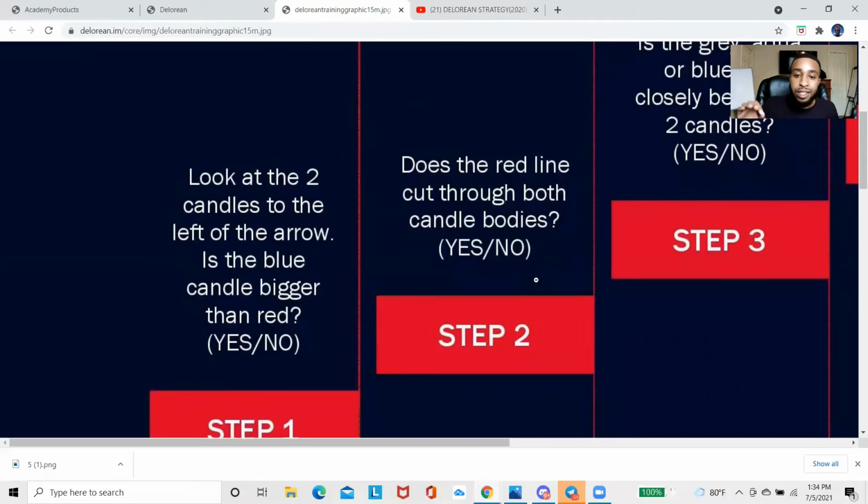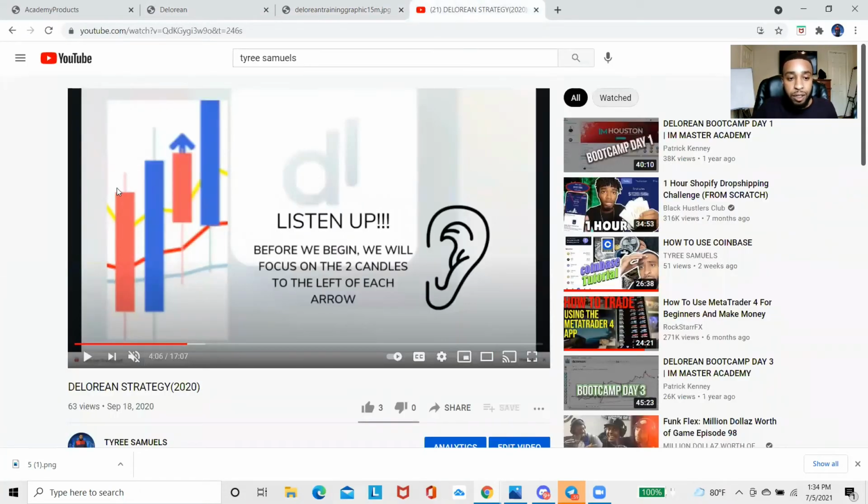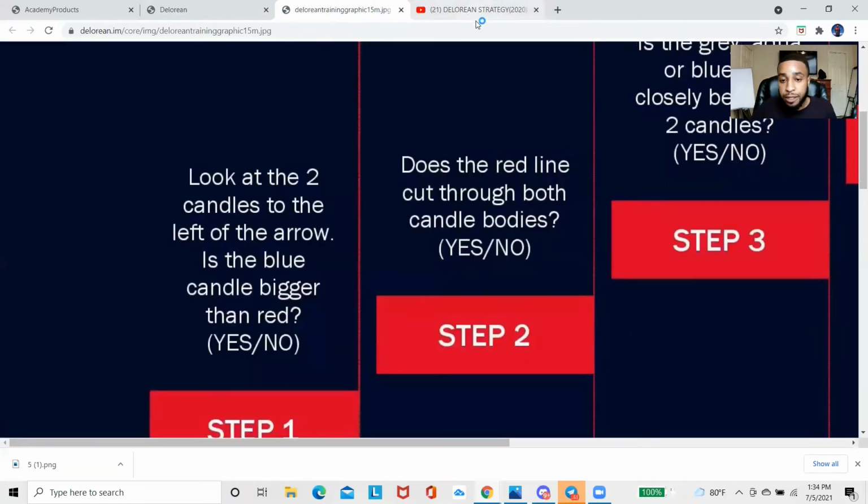Step number 2, does the red line cut through both candle bodies? Okay. So if I look at these 2 candle bodies, the red and the blue, is there a red line cutting between both of the candle bodies? Not just one and not the wicks, the bodies. The answer is going to be yes. So step number 2 checks off, right?